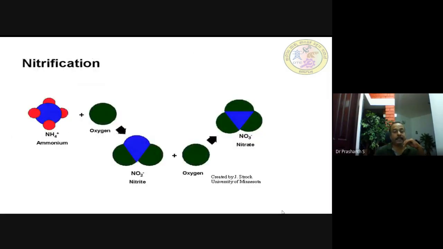What exactly is nitrification? In the slides you can see ammonium is NH4. In nitrification, ammonium reacts with oxygen to form nitrite, NO2. Then this nitrite reacts with more oxygen to form nitrate. This is the process of nitrification, from ammonium to nitrite, then to nitrate.